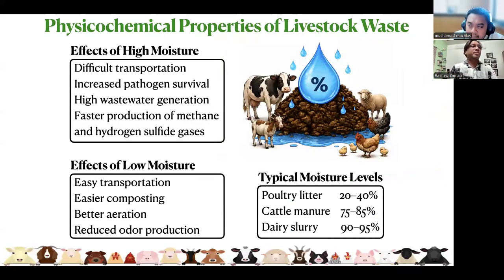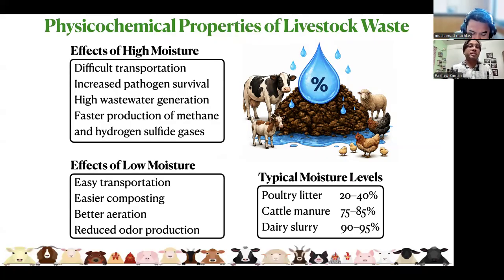Now we will see the effects of high and low moisture of the livestock waste. First, the effect of high moisture. High moisture means the livestock waste is in semi-solid or liquid form, or maybe in slurry form. So this type of waste is difficult to transport. The transportation method will be much more difficult in comparison to other types of waste.